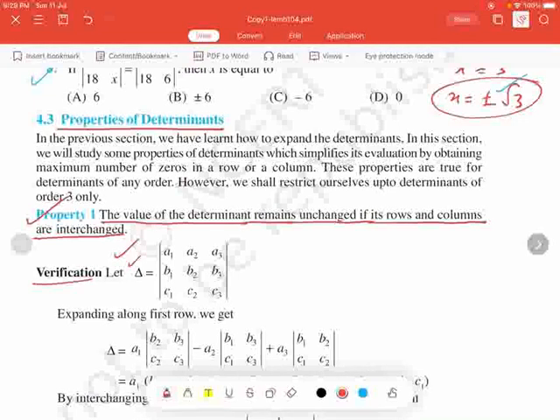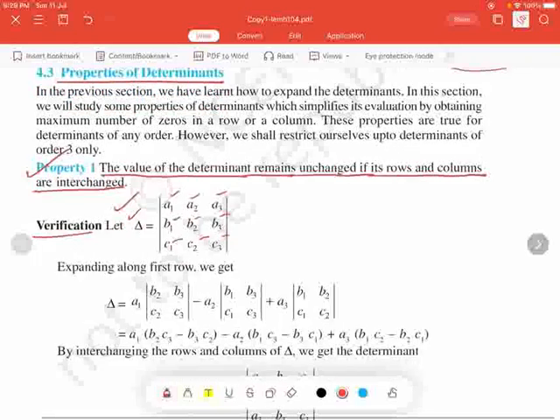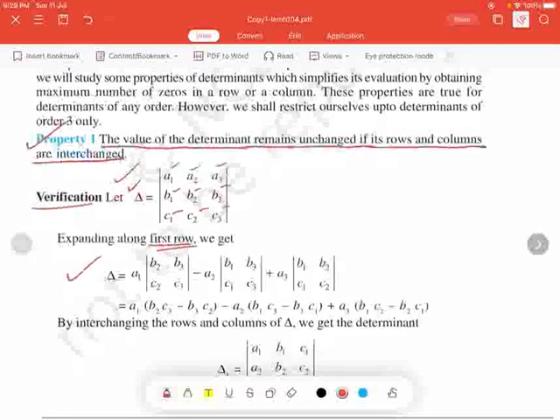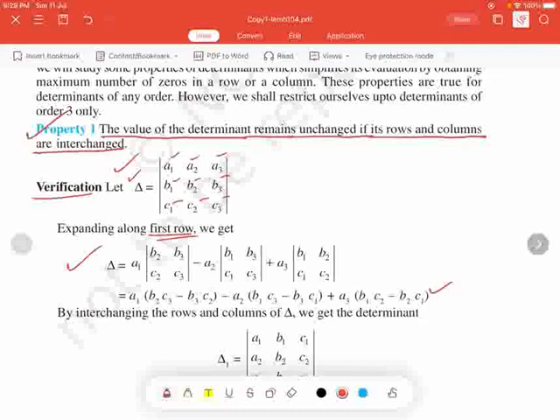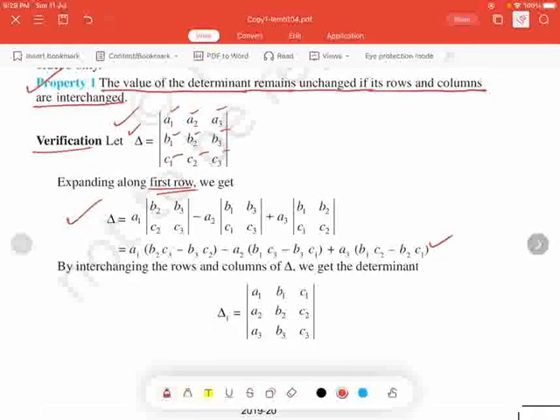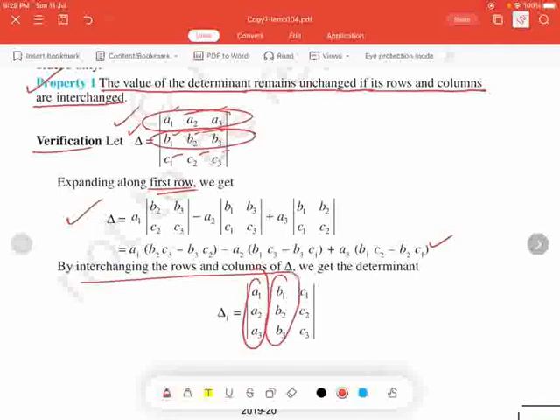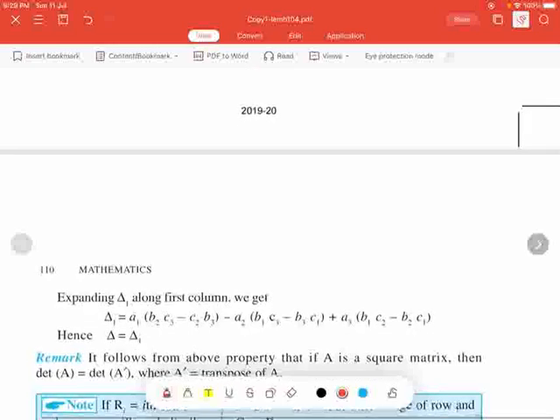We have a determinant a1, a2, a3, b1, b2, b3 and c1, c2, c3. We expand along the first row and get this value. In the second case, if we interchange the row and column, a1, a2, a3 become the first column, b1, b2, b3 become the second column, and the third row c1, c2, c3 becomes the third column. Now expand it for the first column, because we can expand it along any row or column. So you will get the same value.